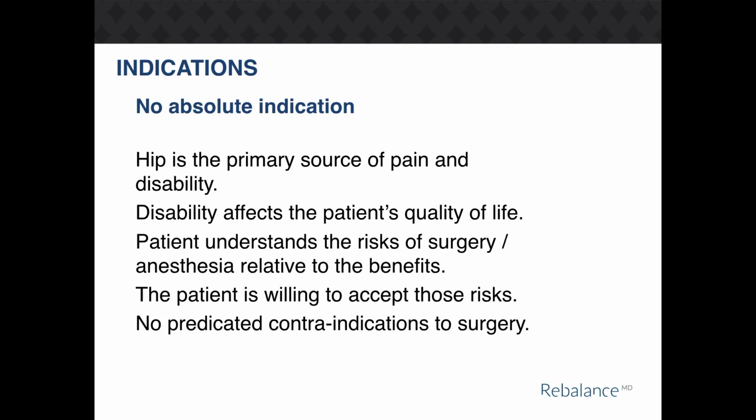While there is no absolute indication on whether surgical treatment is required, some indicators include the hip as the primary source of pain and disability, this disability affecting the patient's quality of life, the patient understanding the risks of surgery and anesthesia relative to their benefits, the patient being willing to accept those risks, and there being no predicted contraindications to surgery.